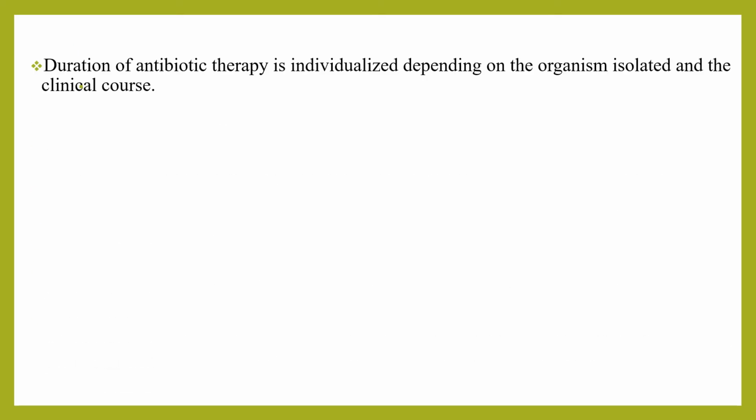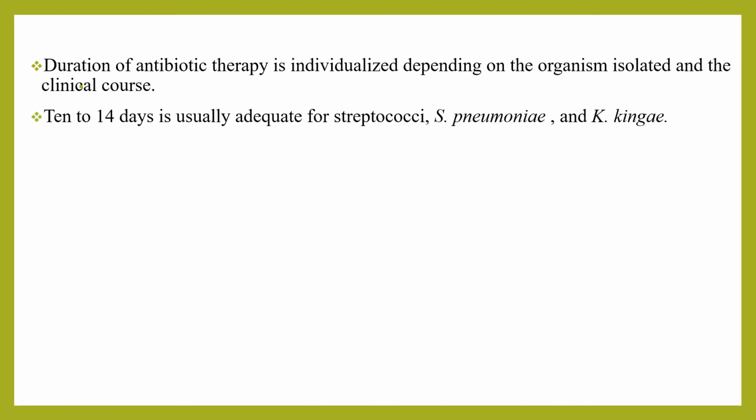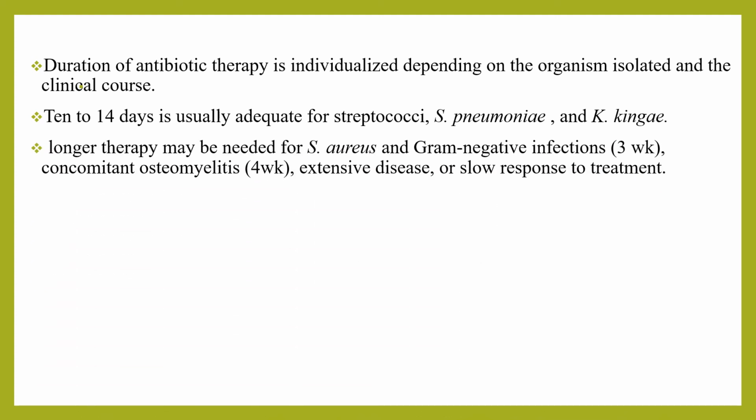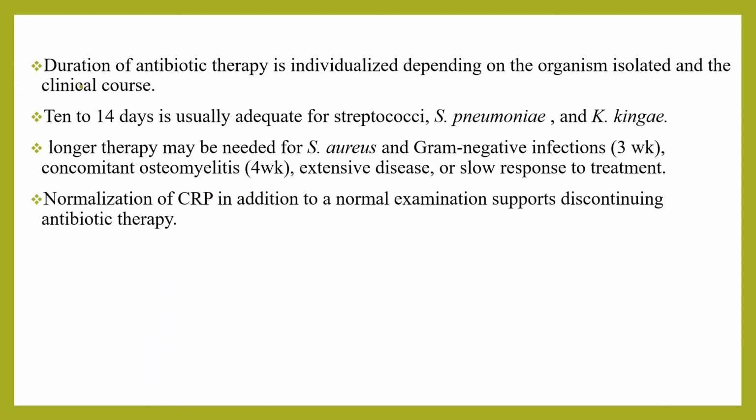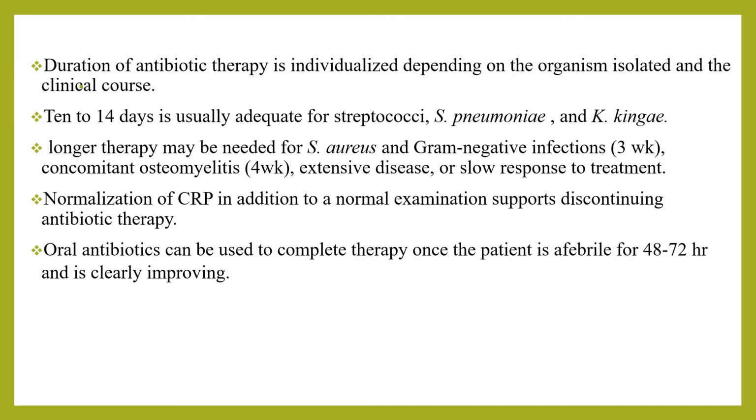Duration of antibiotic therapy is individualized depending on the organism isolated and also the clinical course. Normally for group A Streptococcus, Streptococcus pneumoniae, and Kingella kingae, 10 to 14 days is adequate, whereas longer therapy might be needed for those who have extensive disease, slow response to treatment, or gram-negative infection and Staphylococcus. 3 to 4 weeks of treatment may be needed in those cases, and if there is concomitant osteomyelitis, up to 4 weeks of treatment is needed. Normalization of CRP in addition to a normal examination supports discontinuation of therapy. Oral antibiotics can be used to complete therapy once the patient is afebrile for 48 to 72 hours and is clearly improving.